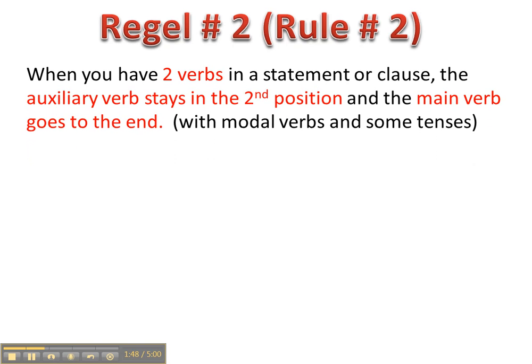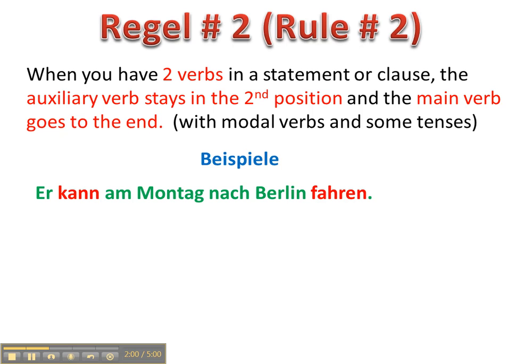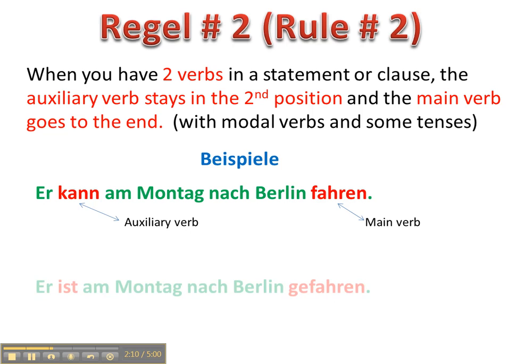Regel Nummer 2, rule number 2. When you have two verbs in a statement or clause, the auxiliary verb stays in the second position and the main verb goes to the end. This happens a lot with modal verbs and some tenses. Beispiele, examples. Er kann am Montag nach Berlin fahren. Kann is the auxiliary verb, and fahren, which is the main verb, went to the end.